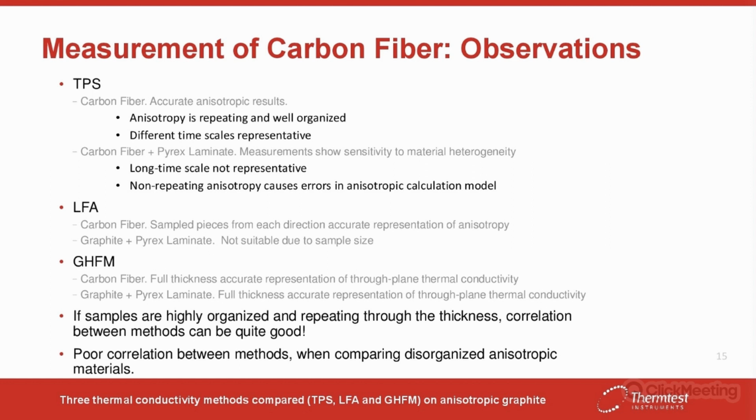I didn't display that data here, but you would have seen non-representative and non-repeating anisotropy errors in the anisotropic calculation model. LFA, we weren't able to do the graphite plus Pyrex, but the carbon fiber by itself showed good correlation with the TPS anisotropy and the guarded heat flow meter. Again, that method is well suited for extracting pieces in the direction you want to measure. So the takeaway is if the samples are highly organized and repeating through the thickness, you can have good correlation. And the opposite is true when you have disorganized anisotropy.